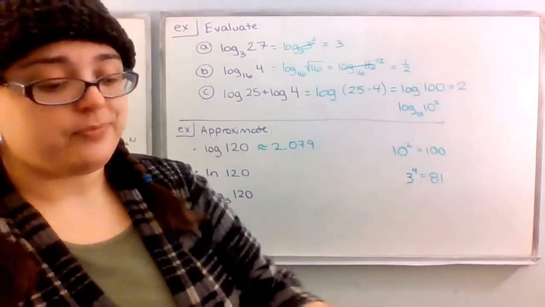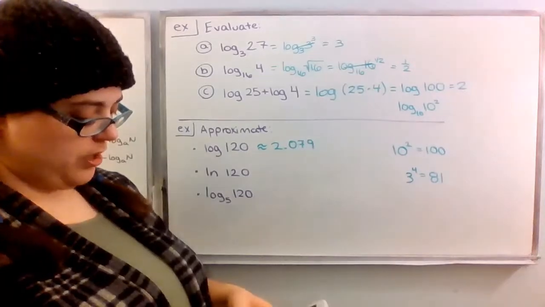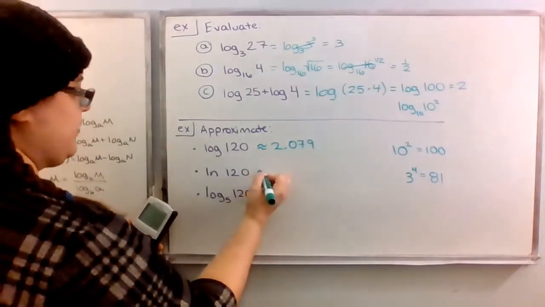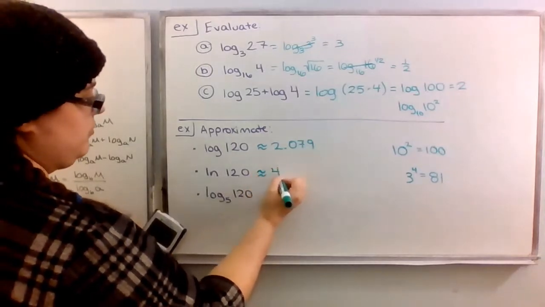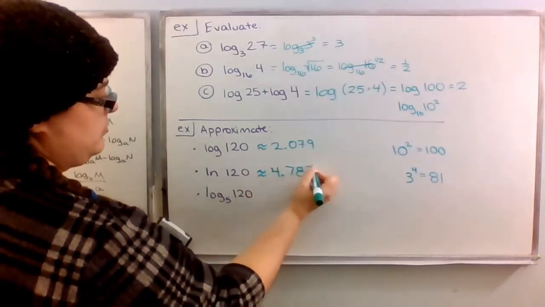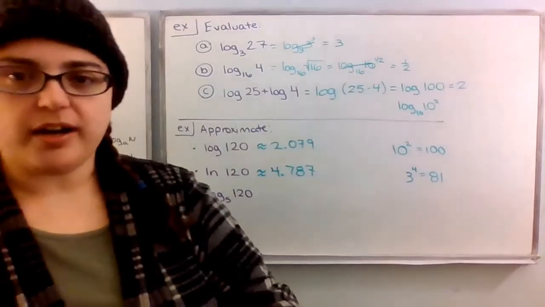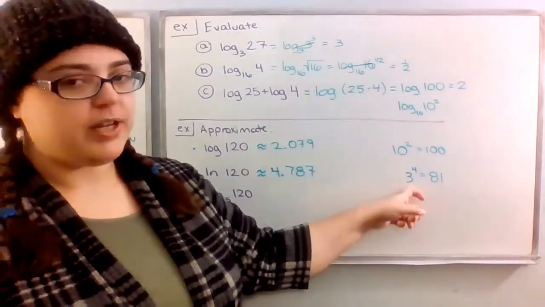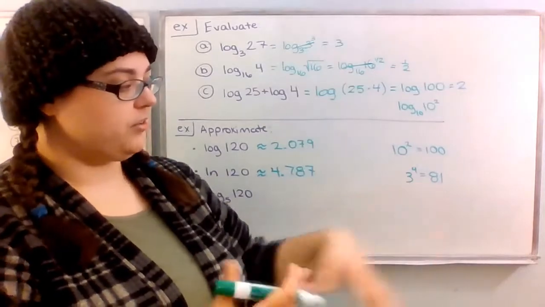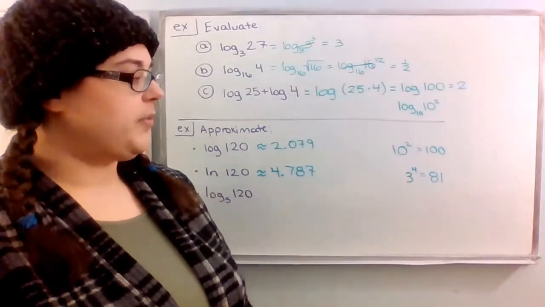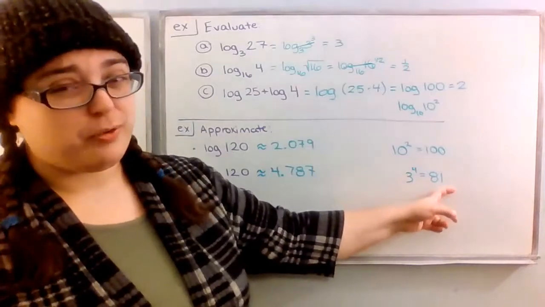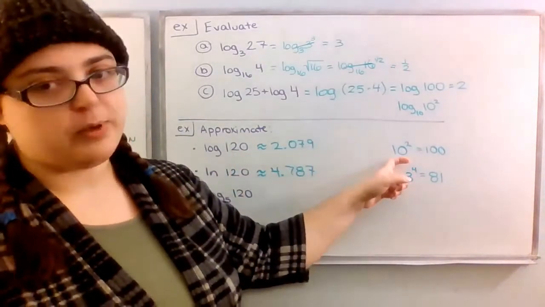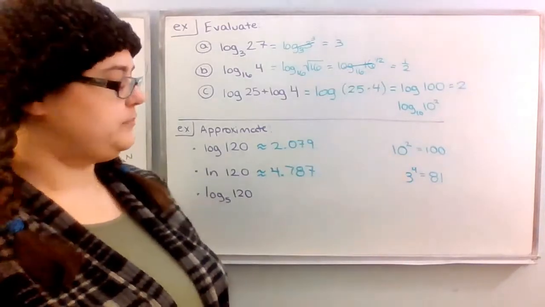So let's check it out. So I'm going to do the natural log of 120, and we get 4.787. All right, now this approximation is a little bit further off because we were using 3 instead of e as our point of reference. And 81's further away from 120. Whereas here with the common log, we're able to approximate with the same log base.